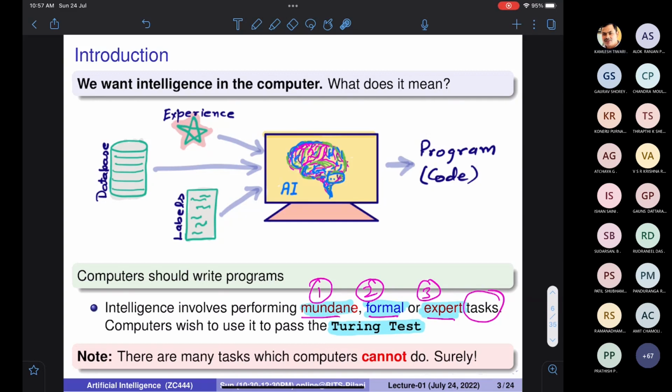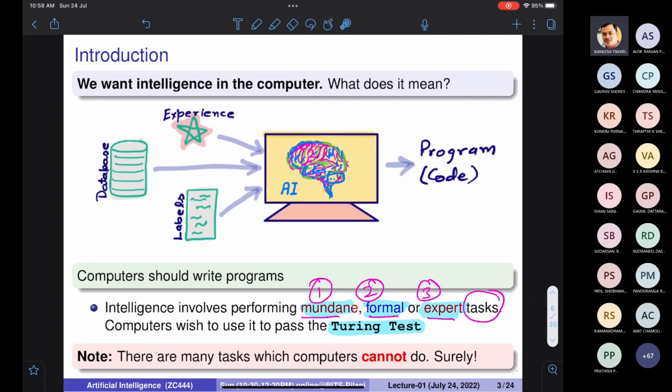When I tell this to you, I must put a caveat: computers also have limitations. They are not God machines. We know that there are many tasks which the computer cannot solve, and surely we can tell because we have proof. There are a few tasks which the computer cannot do.